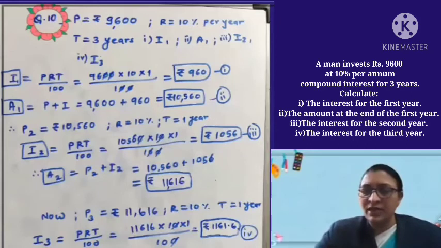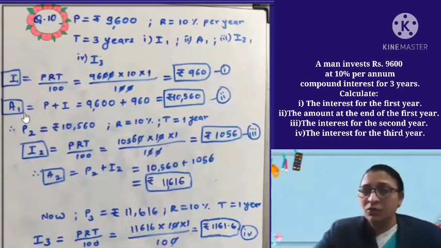So here we calculated the answer of the first question, that is, the interest for the first year is equal to rupees 960. From this, the amount for the first year is equal to principal plus interest, equal to 9600 plus 960, which is rupees 10,560. So this is the answer of your question number 2.